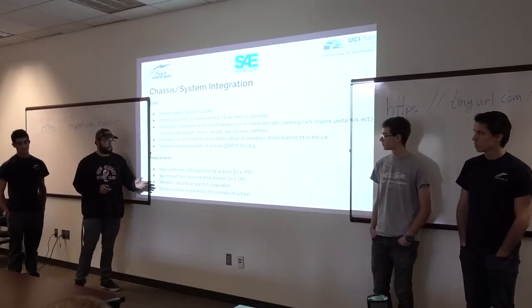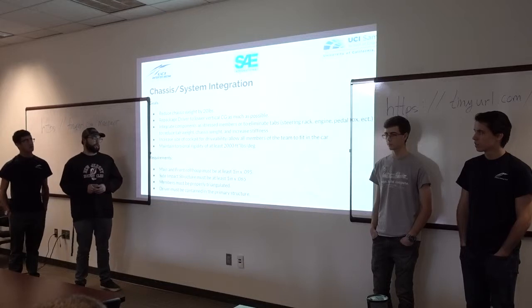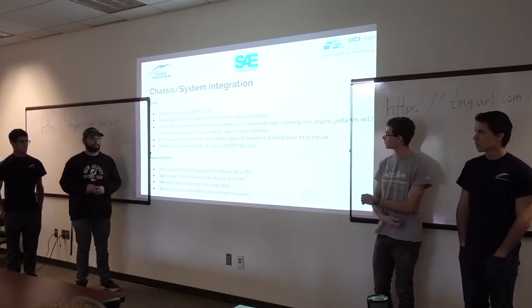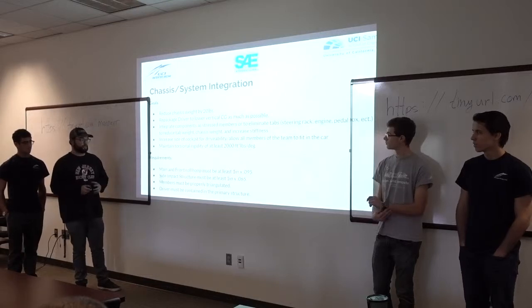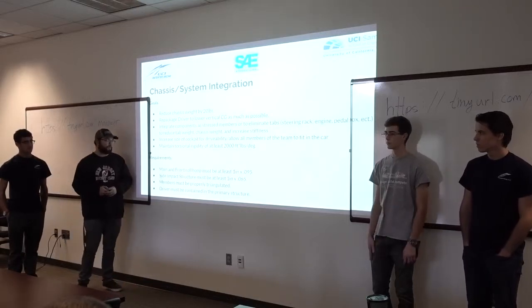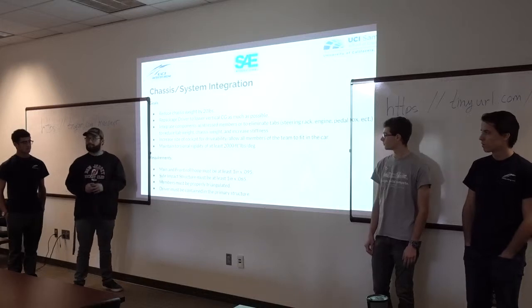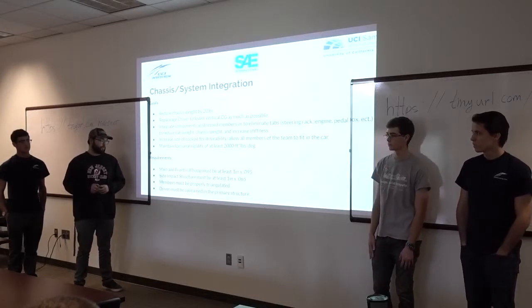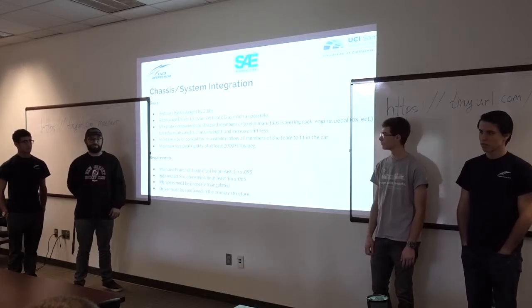So the requirements come from our rules. These are some of the big ones. The main roll hoop must be 1-inch 095 mild steel. The side impact structures must be 1-inch 065, and all primary structure of the chassis must be properly triangulated, and drivers must be contained in the primary structure of the chassis.